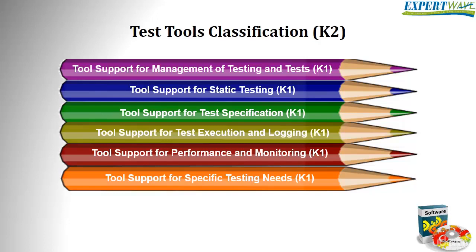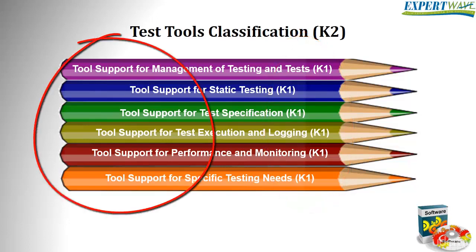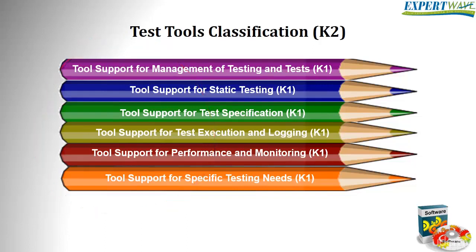First, notice that all of them are of type K1, which means you only need to remember them. You only need to know that they exist. Second, I want you to think carefully about each title. It says tool support for whatever. Tool support, not tool to do whatever. This means that those tools are helper tools, not necessarily tools that will do the actual job.